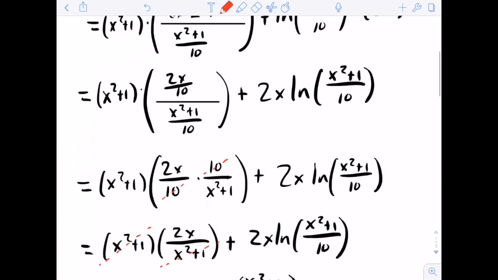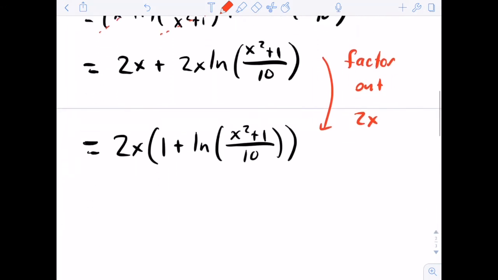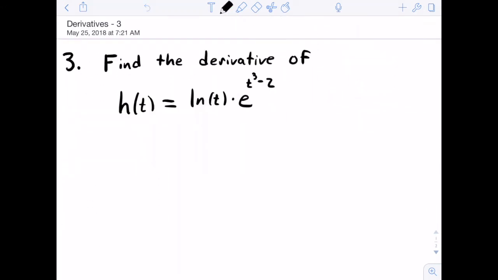That one's not too bad. It's just a matter of getting through all the fraction stuff. But anyway, that's the derivative of that one.